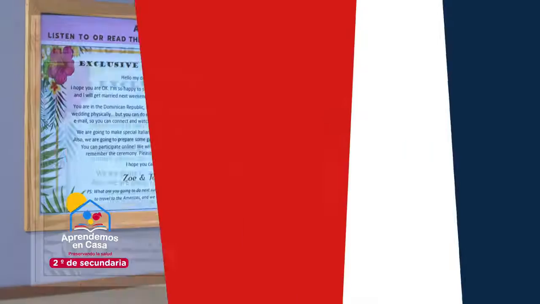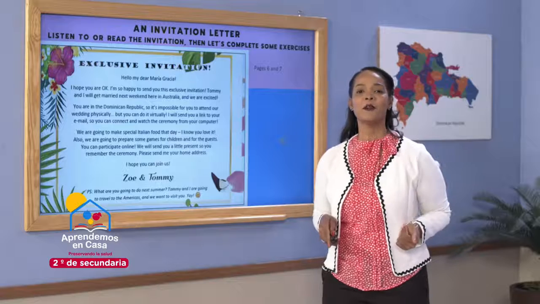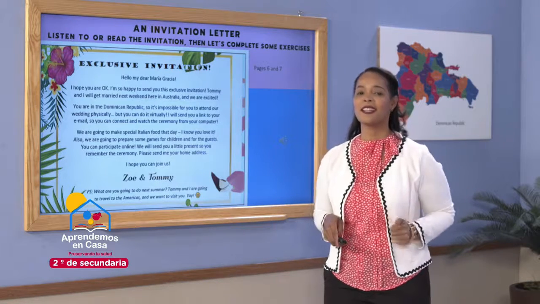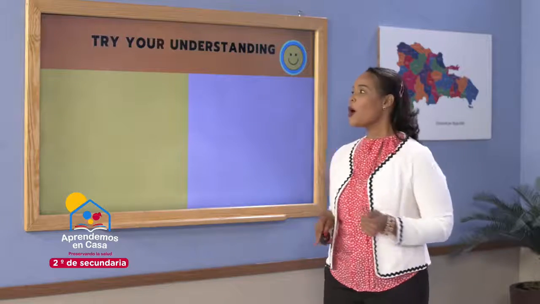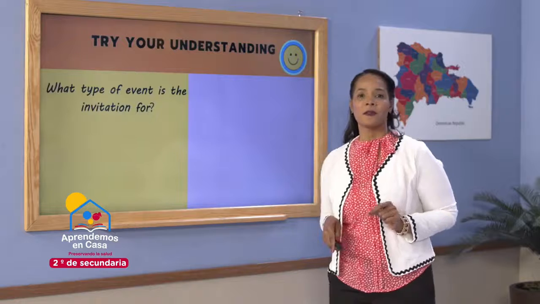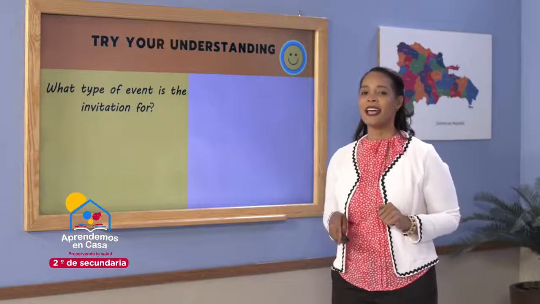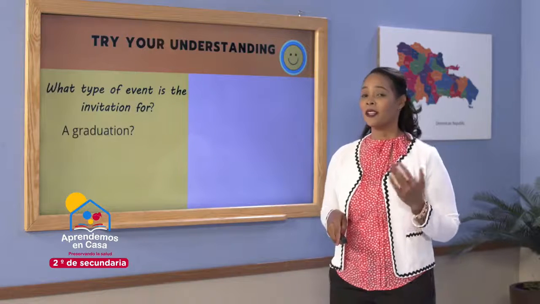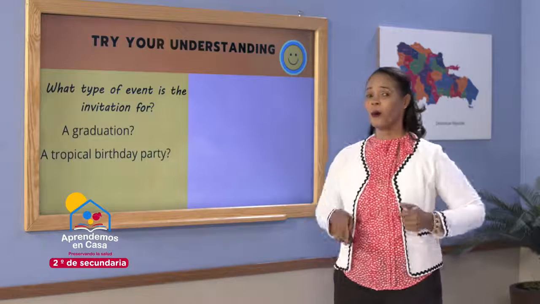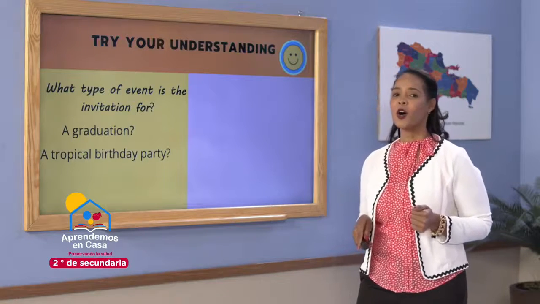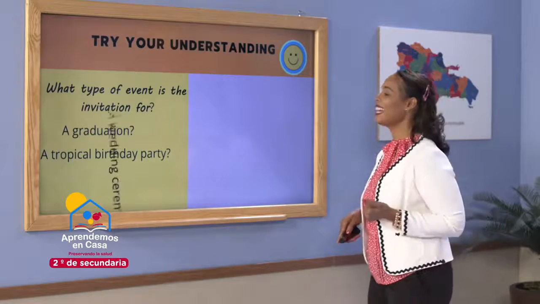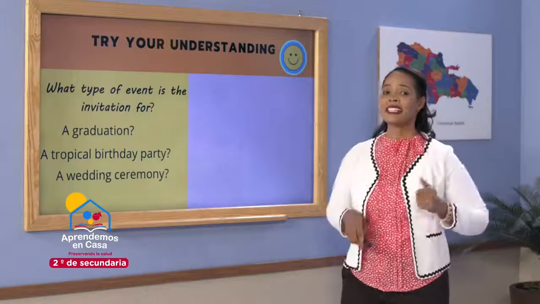Now let's check your understanding. Help me to complete the following exercises. Vamos a ver cuánto comprendiste. Ayúdame a completar los siguientes ejercicios. What type of event is this invitation for? ¿Para qué tipo de evento es esta invitación? A graduation? A tropical birthday party? Or a wedding ceremony? Exactly, it's for a wedding ceremony.